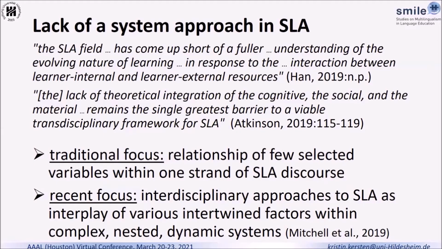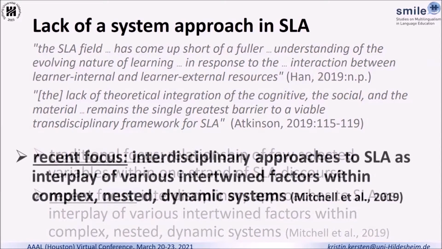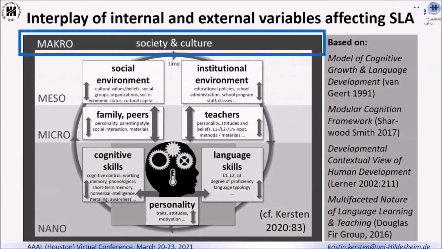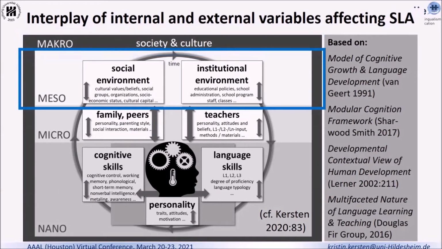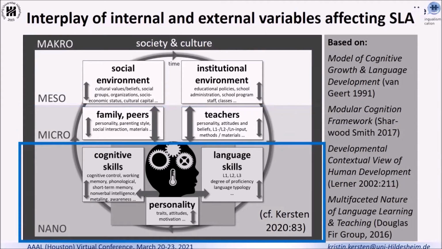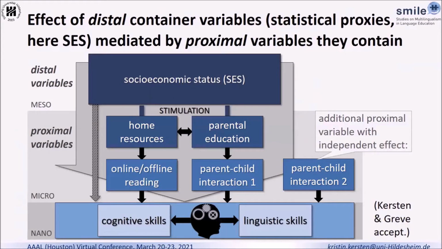Researchers have recently started to explain SLA in terms of a complex system in which numerous factors interact in a dynamic way. This interplay takes place within the macro level of a society and culture, the meso level of social environments, including schools, the micro level of personal interactions in family and classrooms, and the nano level with different internal variables. When we want to explain SLA, we need to keep these levels apart.